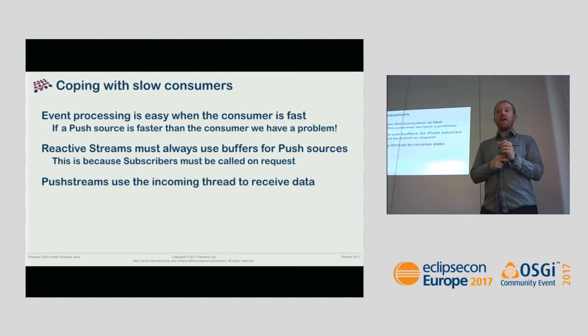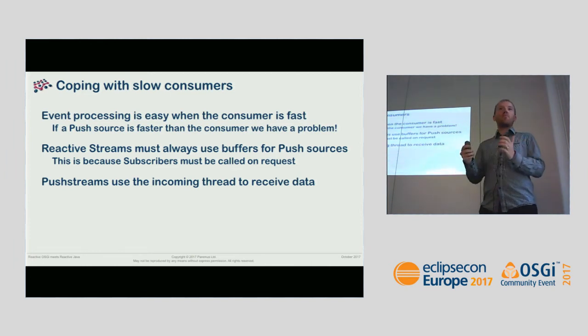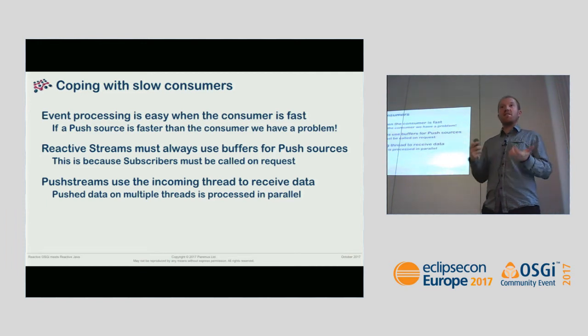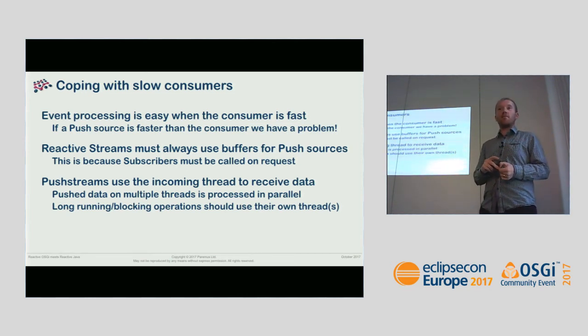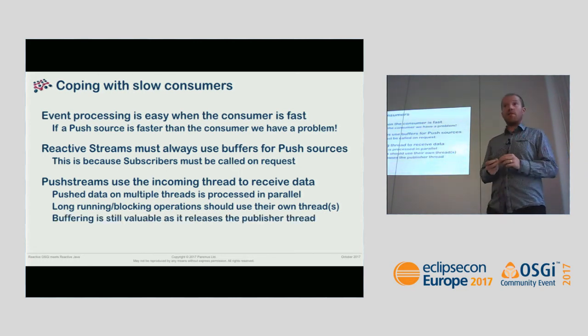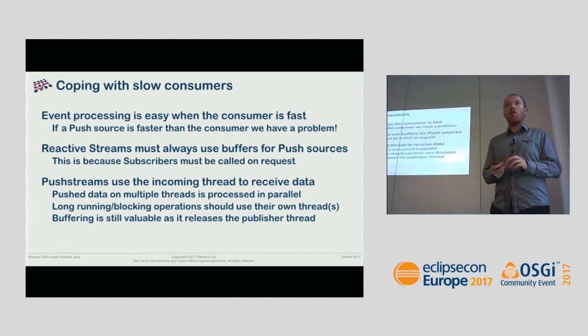A push stream, on the other hand, uses the incoming thread to receive data. The thread that's pushed the data in is the one that propagates through until you reach some kind of thread switch boundary. So if you push on multiple threads, that's implicitly handled in parallel. A long running or blocking operation should therefore use its own thread. You should not steal the incoming thread to do a long running or blocking operation. And therefore you do still have the concept of buffering in a push stream, and it's valuable, because it releases the publisher's thread to go off and do something else. That's not your thread to steal.